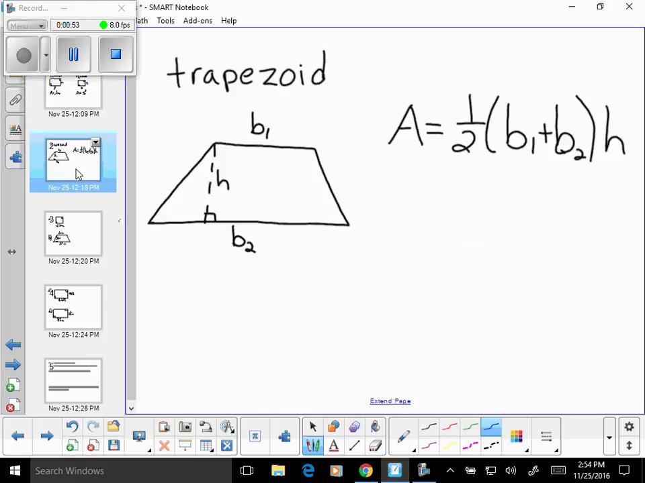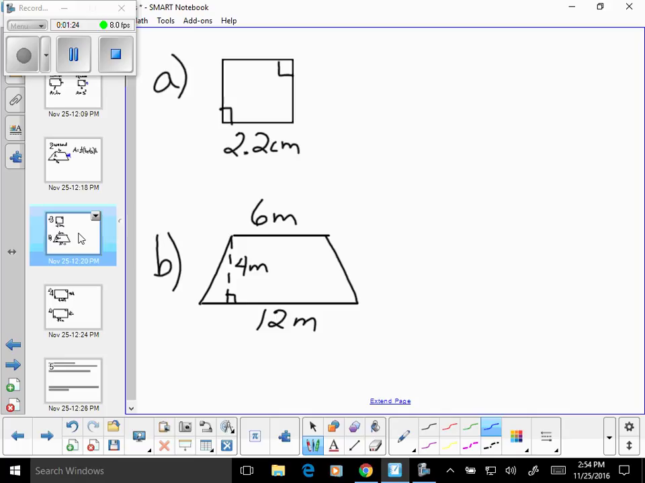Maybe the more tricky one to understand is the trapezoid, although hopefully you remember this from years in the past. We're going to take 1/2 times the sum of the bases times the height. Now remember that the height is what we call a perpendicular height. This is not the height because it's not perpendicular, okay? We are going to be dealing with a perpendicular height. Let's look at example A rather.